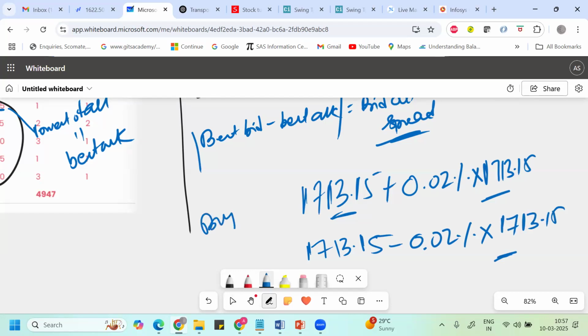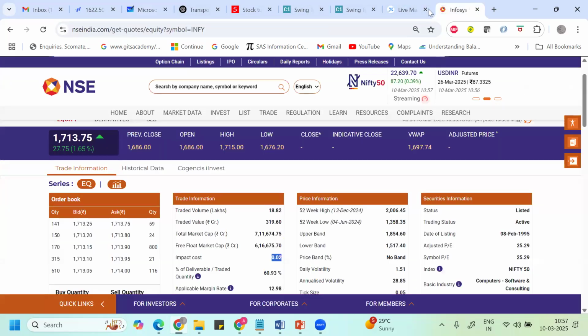So this is measured by something called impact cost. Impact cost basically tells how liquid the stock is. Generally, the impact cost of a stock should not be more than 0.05%. If a stock's impact cost is more than 0.05%, then it is not considered a very good stock.